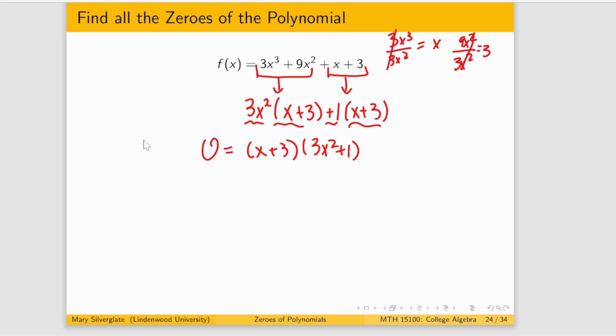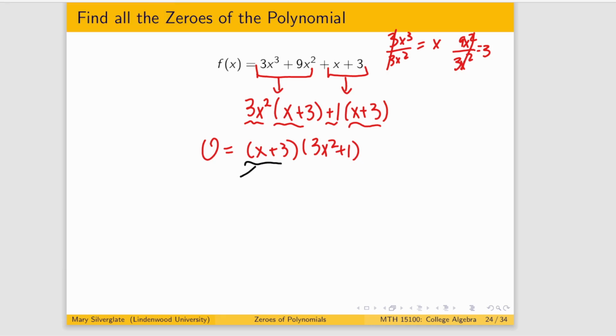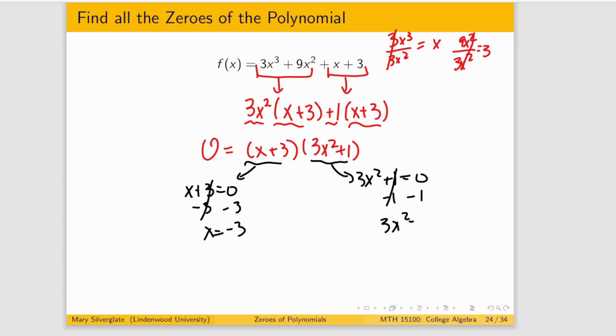And if my goal is to find all the zeros, then I want to set this equal to 0. One mini equation is just x plus 3 is 0. The other mini equation is 3x squared plus 1 is 0. For x plus 3 is 0, I want to subtract 3 from both sides, so x is negative 3. For 3x squared plus 1 is 0, I want to subtract 1 from both sides to undo adding 1. 3x squared is equal to negative 1. Then I divide by 3 to undo multiplying by 3. X squared is equal to negative 1/3.